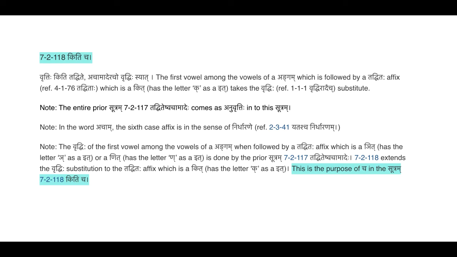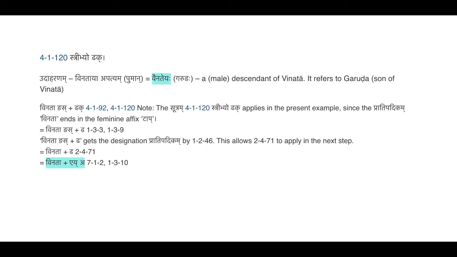Okay, so now we continue the example from the sutram 4.1.120. We're at the stage where we have Vinatā plus eya. So now we take the first vowel e of the angam Vinatā and replace it by the vriddhi substitute ai, because the affix dhak has the letter ka as an it. So now we get Vinatā plus eya.